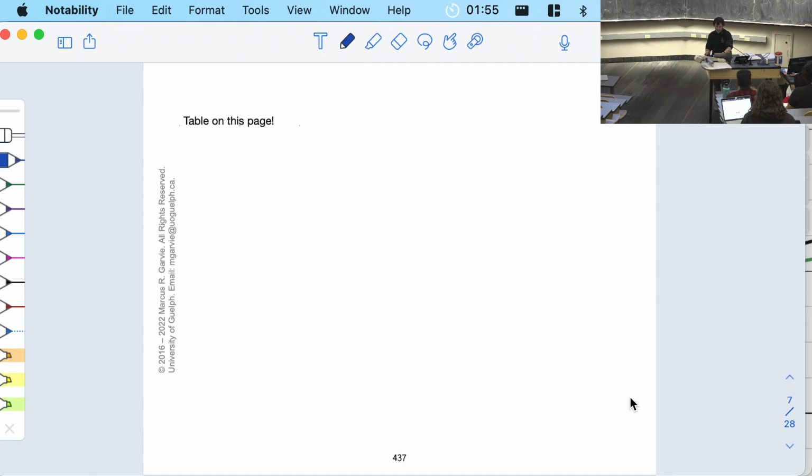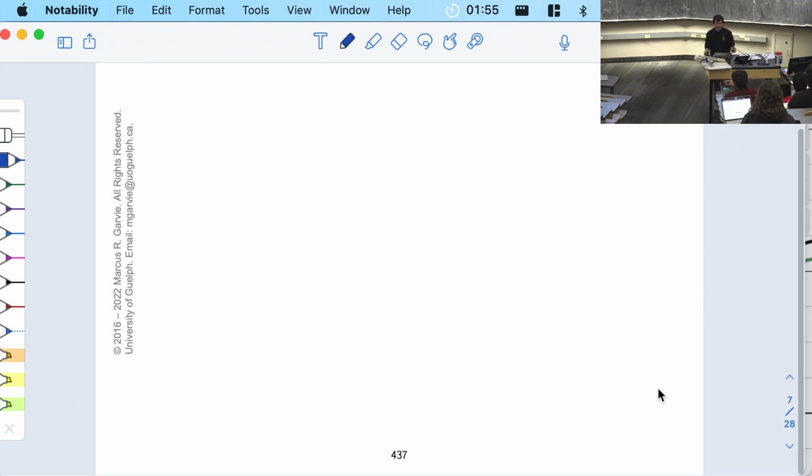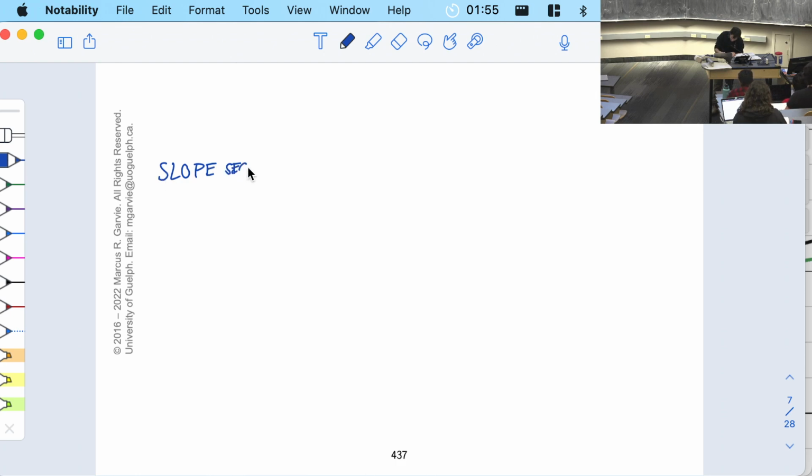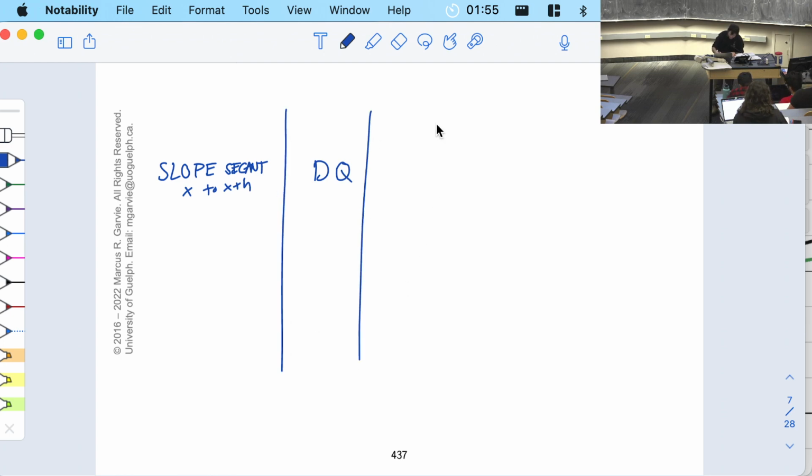I'm going to hijack page 437, which is a blank page, and make a nice little table of what we're doing to try to organize my thoughts. The rest of the class, I'll be skipping all over the notes, and I'll try to tell you where I go. Let's do it. So what we just did already, we computed the slope of the secant line, from x to x plus h. This was called the dq, and we computed it for the function x squared.